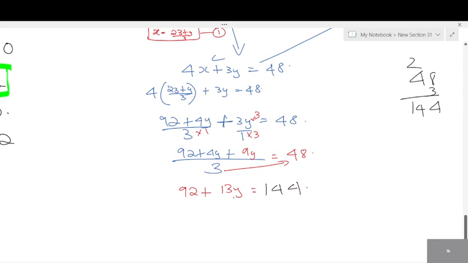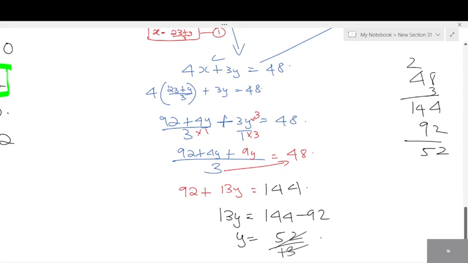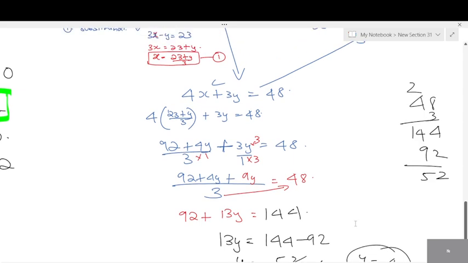How do we find y, students? Be quick. Unmute. What's the next step? All this you all studied in 7th and 8th standard, so you'll have to be quick. What is the value of 144 minus 92? 52 divided by 13, bring down this 13. The answer is 4. What's the value of y? 4. This you have to substitute in the first equation.